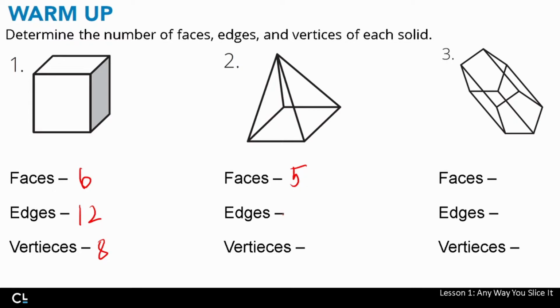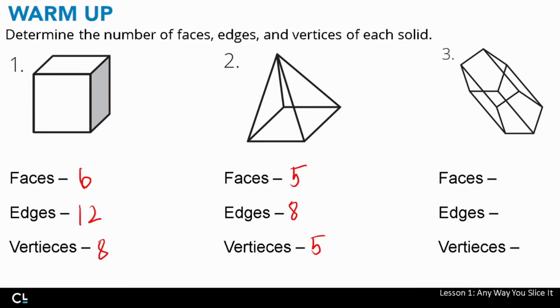Next up, edges. We have our base, 1, 2, 3, 4. And then we have our lines that come up to a point here. So 5, 6, 7, and last one back here is 8. Awesome. Next up, vertices. Well, how many points do we got? We got 1, 2, 3, 4 at the bases, and then 1 up top, which will give me 5. Awesome. Now let's go over our last one.